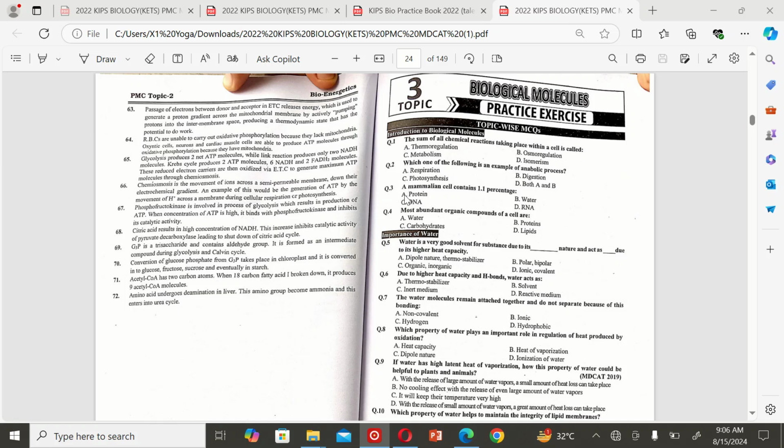Photosynthesis. The next MCQ is: a mammalian cell contains 1.1 percent A. Protein, B. Water, C. DNA, and D. RNA. So the correct option is D. RNA. The next MCQ is: the most abundant organic compounds of a cell are A. Water, B. Protein, C. Carbohydrates, and D. Lipids. So the correct option is B.